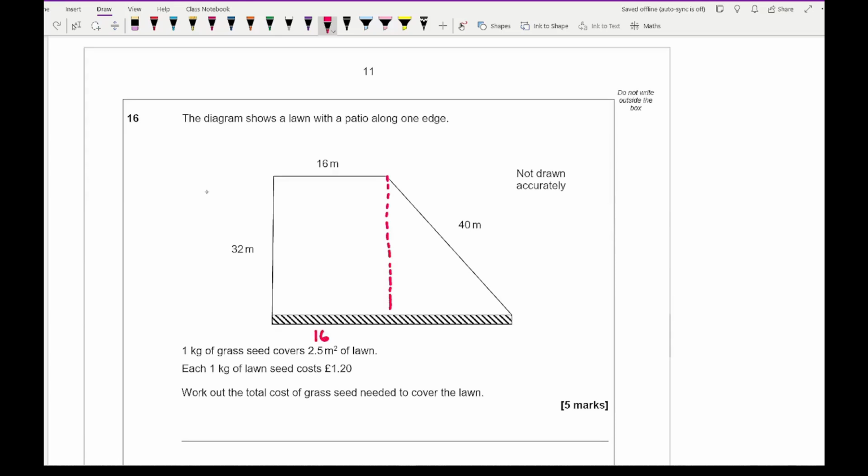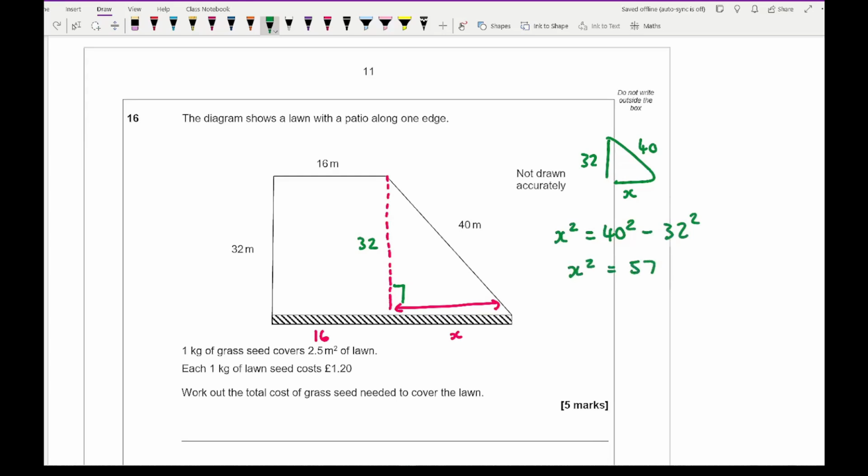Now this is going to be 16. So what I need to do is work out what this length here is going to be, which I'm going to call x. Now what I do spot is that this is going to be a right angle triangle. I can move that 32. So I've got this little triangle here where that's 32, this is x, and this is 40. Now hopefully you can spot I'm going to need to use Pythagoras. So x squared equals 40 squared minus, because it's a small side that we're finding, 32 squared. So I get x squared equals 576. So x equals the square root of 576, which is 24.